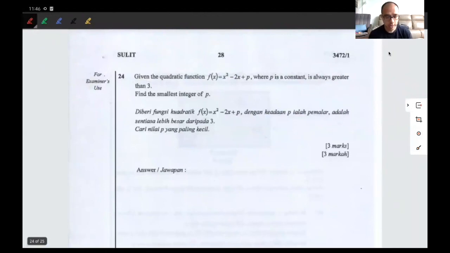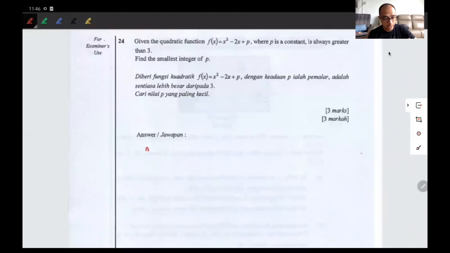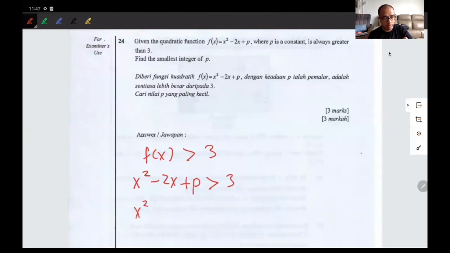Given the quadratic function f(x) equals x squared minus 2x plus p, where its constant is always greater than 3, find the smallest integer of p. We are saying that f(x) is greater than 3. How difficult is this? x squared minus 2x plus p is more than 3. Find the smallest. So x squared minus 2x plus p minus 3 is more than 0.